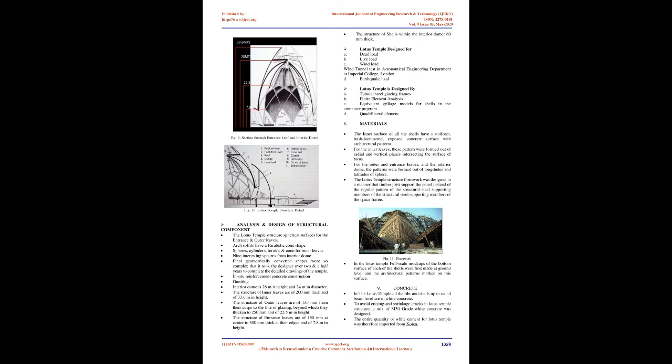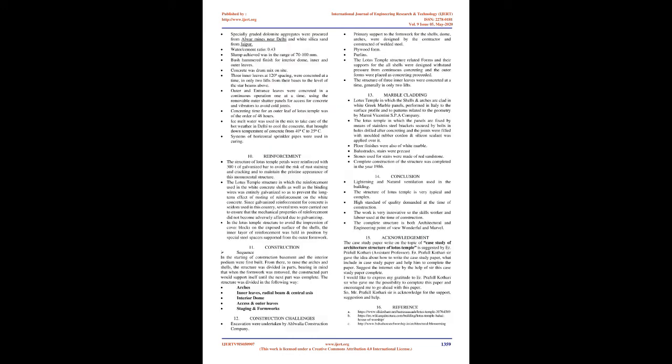8. Materials. The inner surface of all the shells has a uniform, bush-hammered, exposed concrete surface with architectural patterns. For the inner leaves, these patterns were formed out of radial and vertical planes intersecting the surface of a torus. For the outer and entrance leaves, and the interior dome, the patterns were formed out of longitudes and latitudes of a sphere. The Lotus Temple structure formwork was designed in a manner that timber joists support the panel instead of the regular pattern of the structural steel supporting members of the space frame.